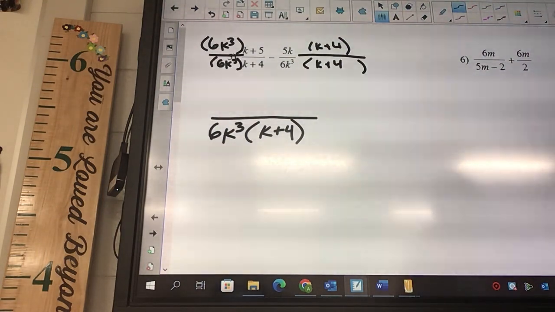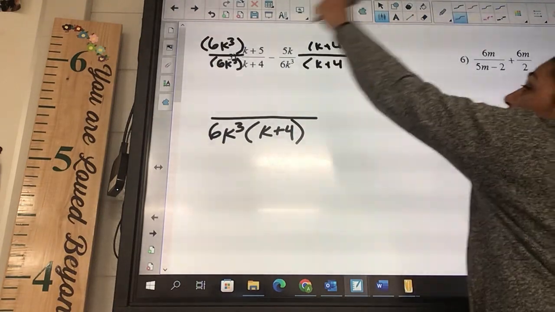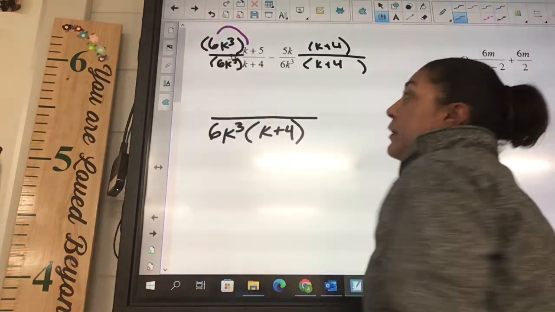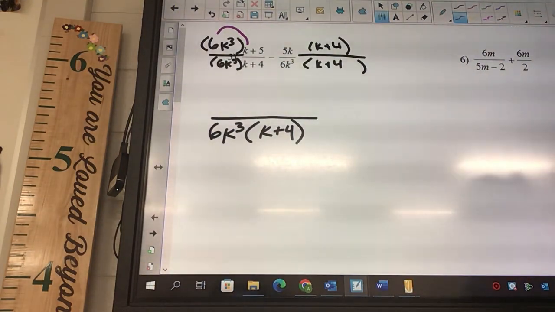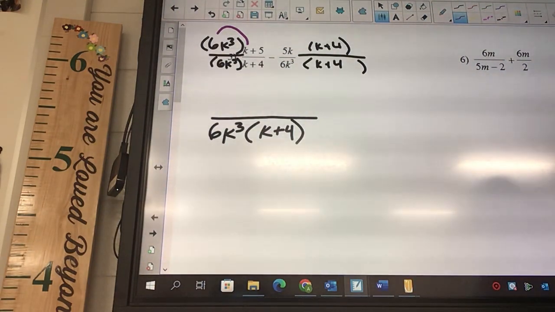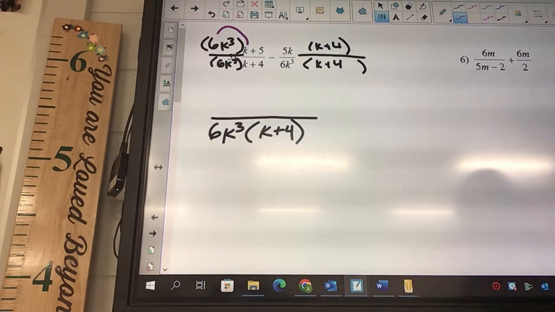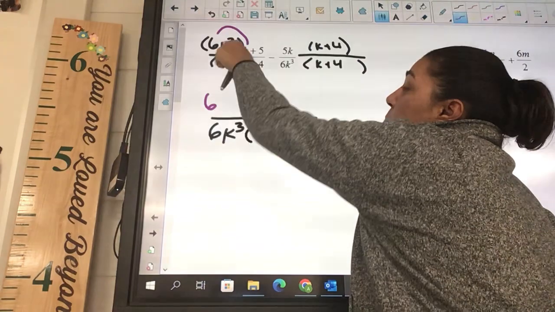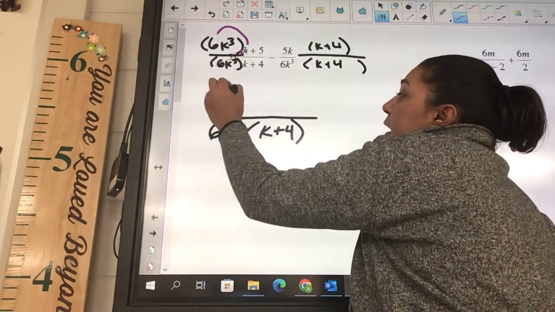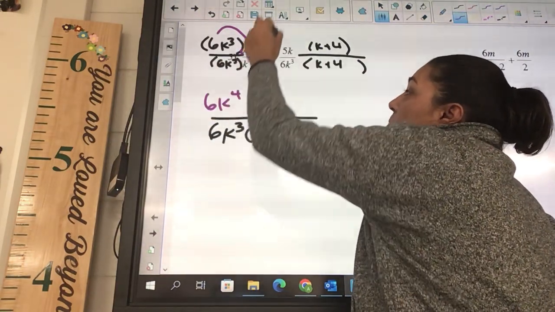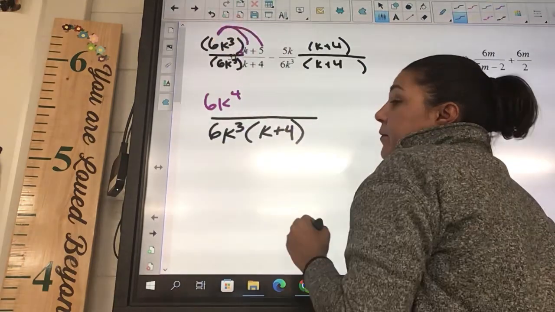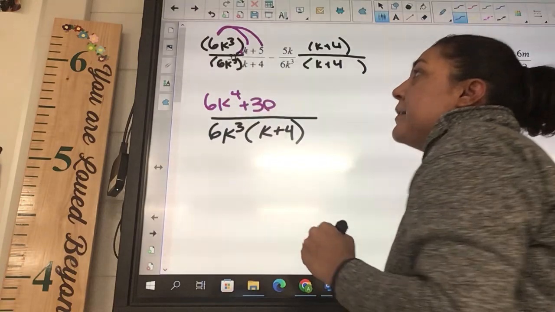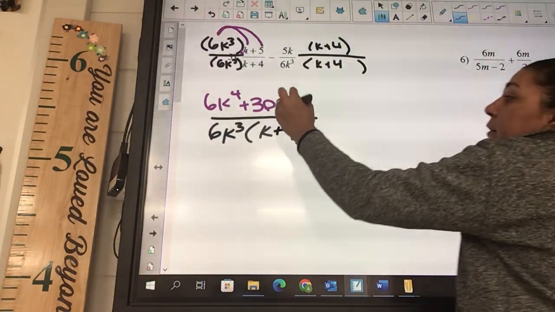Okay, and then working with this one, we're going to distribute. So what is 1k times 6k^3? 6k^4, okay, so there's a 1 in front of this k, so it's really 1 times 6, which is 6, and then we add up the k's. Well, he's got 1k and he's got 3k, so it's going to be k^4. 5 times 6, 30, and then how many k's? 3, perfect.